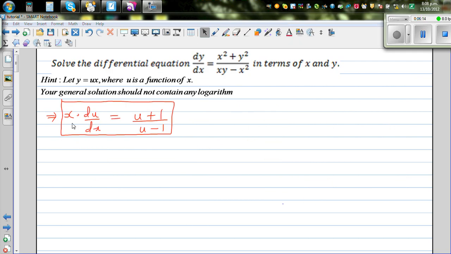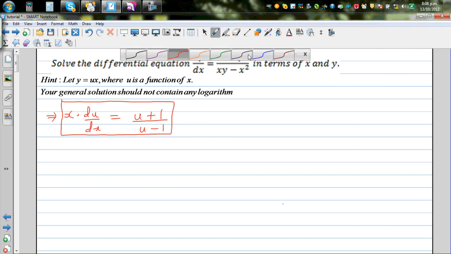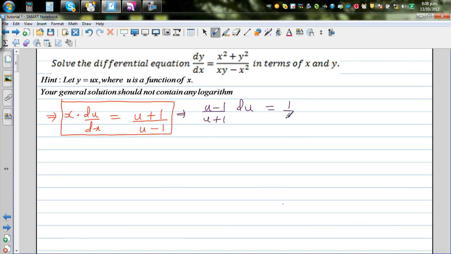So we stopped here. x times du by dx is equal to (u plus 1) over (u minus 1). Now we have reduced this in terms of x and u, so now we can isolate the x's and u's together. So this implies, I'm doing a cross multiplication. So this, I hope you understand, is (u minus 1) over (u plus 1) du is equal to 1 over x dx.